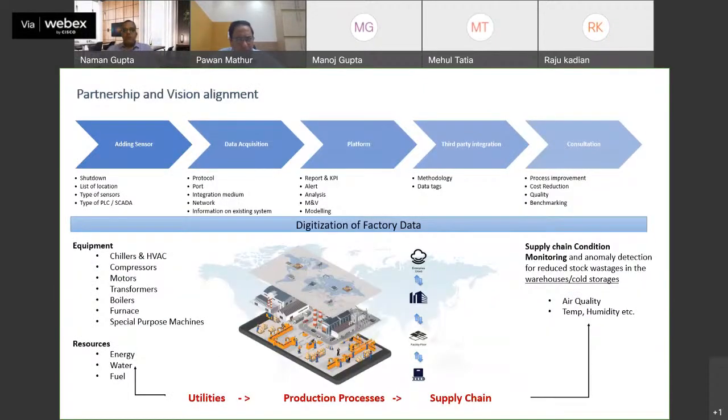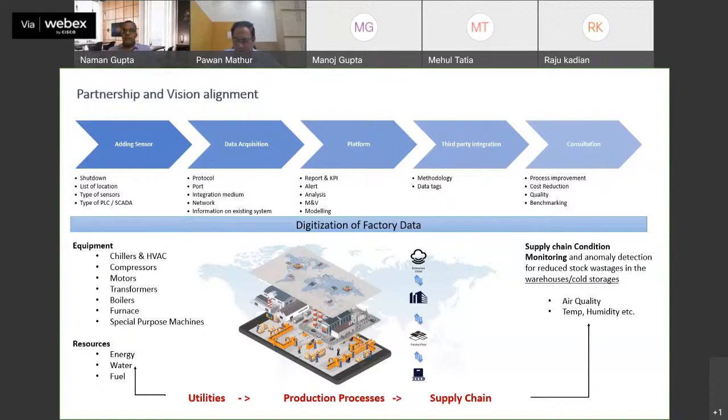Yeah. So our vision is of partnership and alignment with our client, where there are 5 steps which we generally take to develop a use case. First is assessing whether the sensors are available or not, and integrating them. Second is data acquisition, where the integration work happens. Third is creation of the platform. Fourth is third-party integration, like if we have production data or any other data sitting elsewhere, how to bring that data onto the platform. And the last part is delivering the business use cases like quality improvement, process improvement, performance and efficiency improvement.